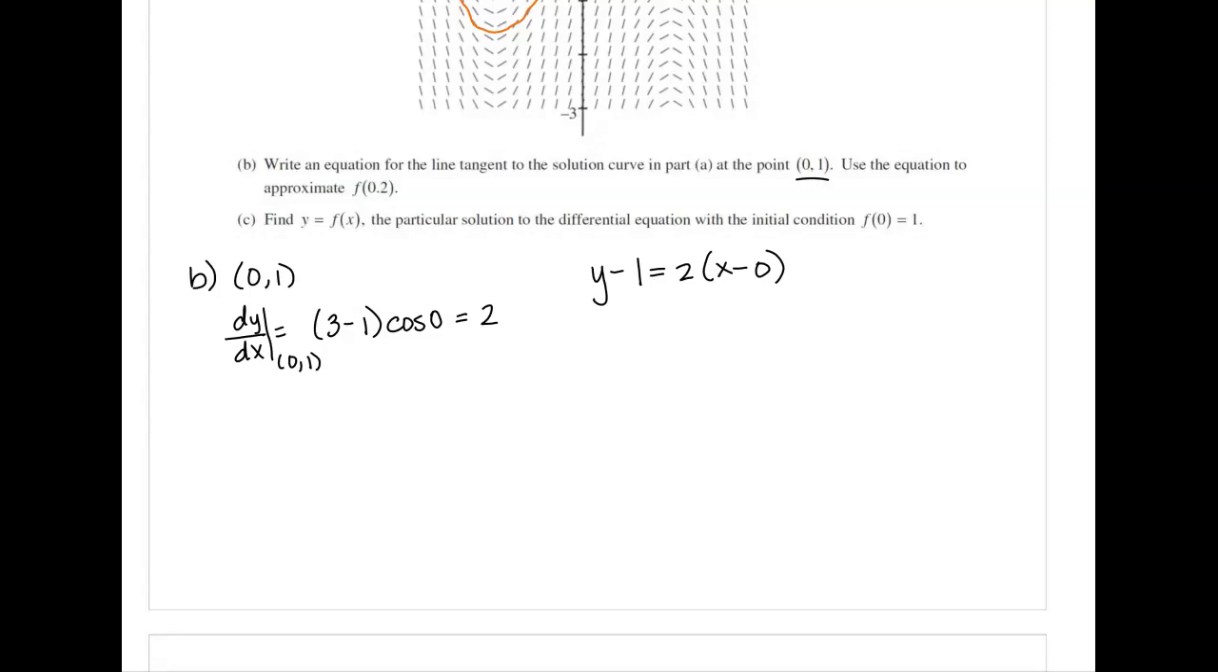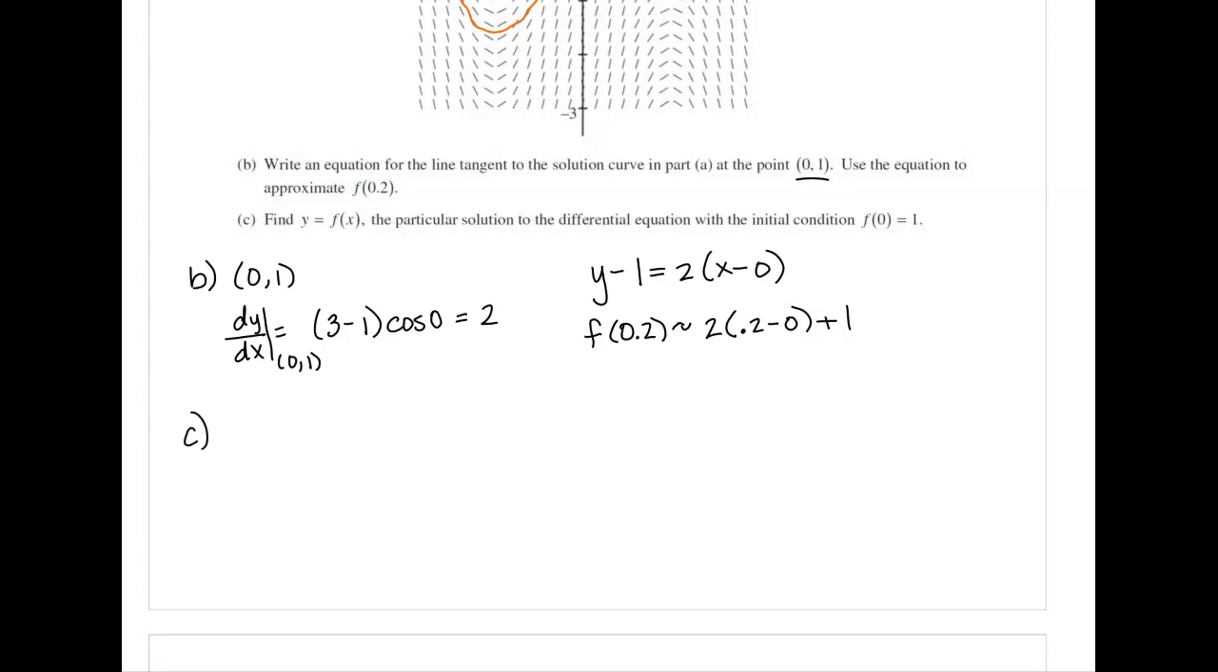Approximate f of 0.2. So f at 0.2 would be approximately what I get for y when I plug in 0.2. So that's 2 times 0.2 minus 0 plus 1. Plus 1, because I had to add that over, right? I wanted to get y by itself. Okay, 1.4. Do you have to get to 1.4? No. Can you leave it just like that?